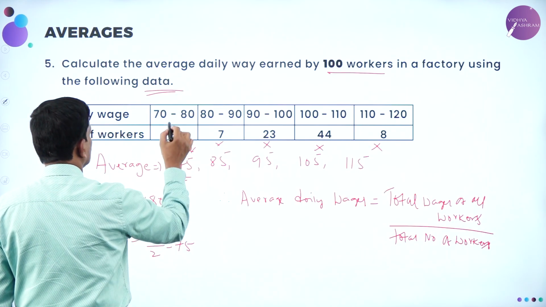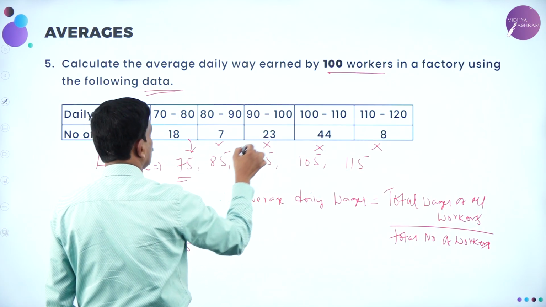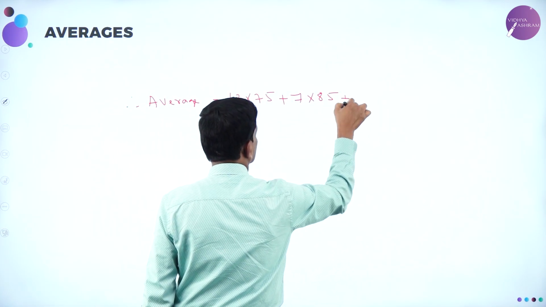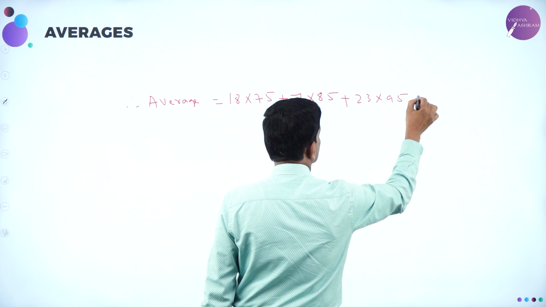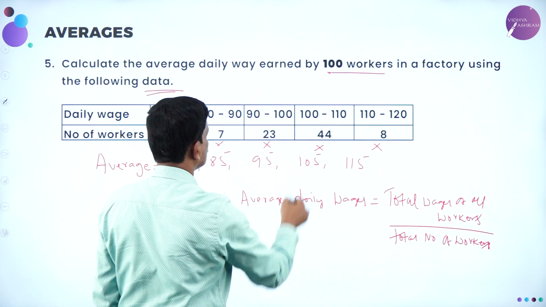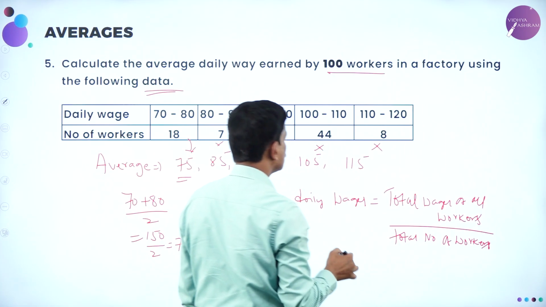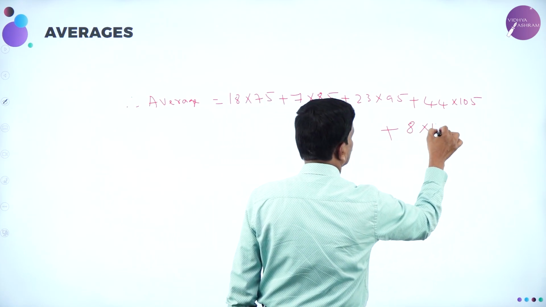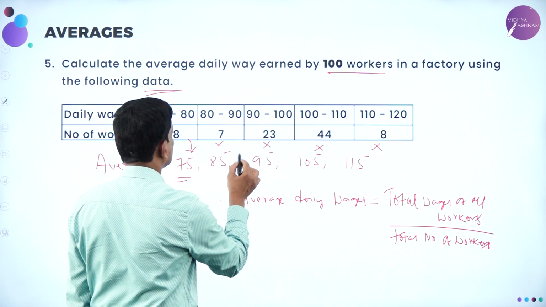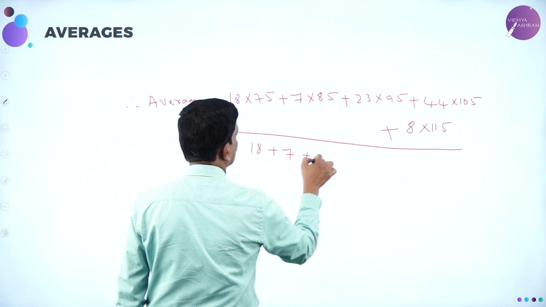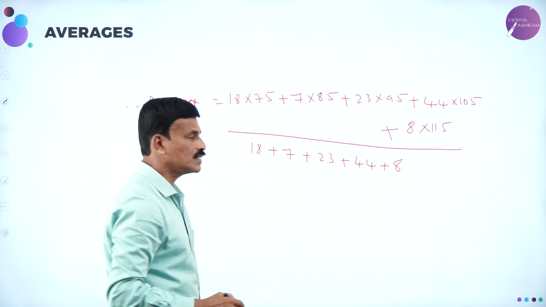The average is equal to 18 into 75 plus 7 into 85 plus 23 into 95 plus 44 into 105 plus 8 into 115, whole divided by the total number of workers, 18 plus 7 plus 23 plus 44 plus 8. Simplify this.